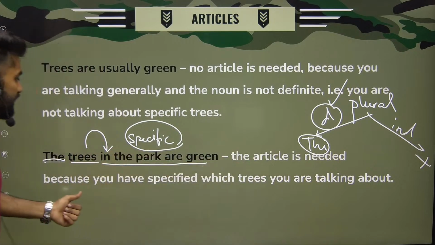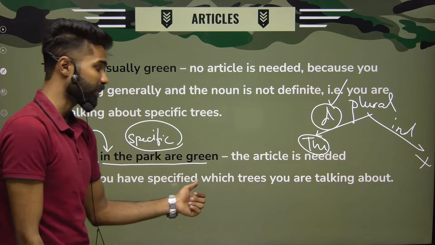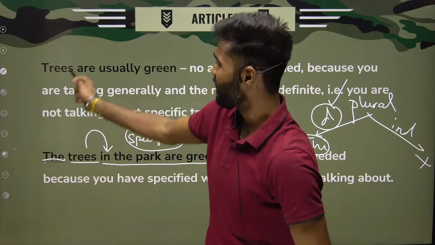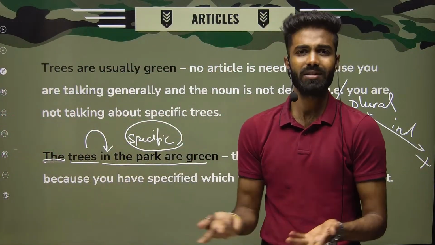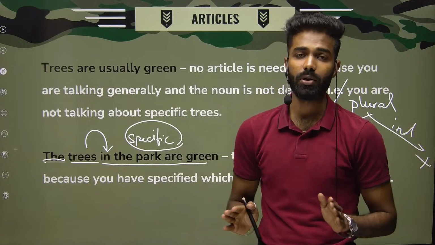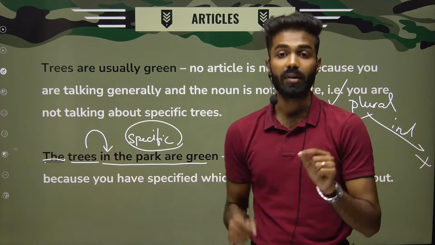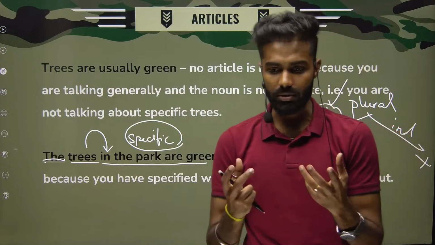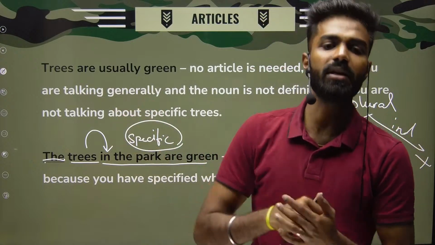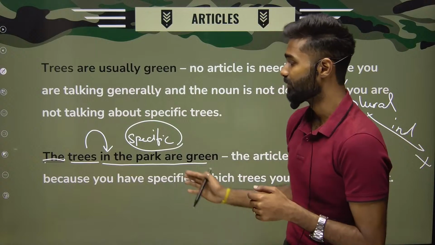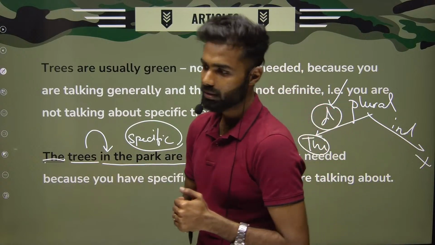The article is needed because you have specified which trees you are talking about. Here in the first statement, generally I'm talking trees are usually green. No particular or specific detail. But here, the trees in the park are green. So I'm talking about particular trees which are in the park. So it is definite. And if it is definite, I'm using the. All right. That's it.